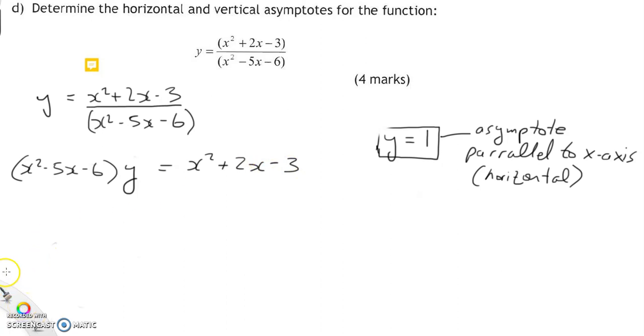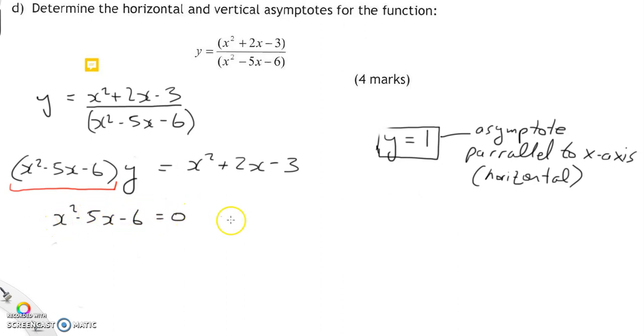So this bit marked here in red, that's the coefficient of y. That's the coefficient of the highest power of y, because there's only one y in the whole thing, y to the power of 1. We're going to set that to 0 and solve it. So we have x squared minus 5x minus 6 equals 0.